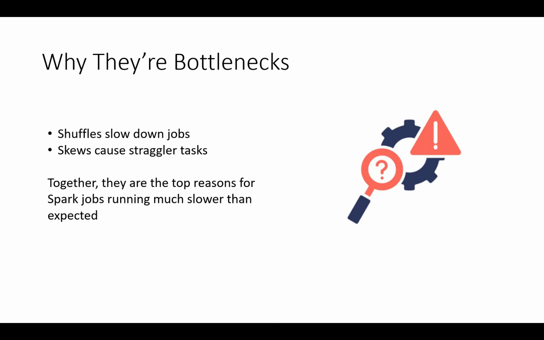And why are the skews and the shuffles bottlenecks? Because they will slow down the job. The shuffles will slow down the job due to heavy network traffic and disk writes from shuffling the data. Like I said, the skews will cause straggler tasks which will just drag and drag because of the huge amount of data in the partition. The other tasks will finish, but we will still be held up because of the straggler task. So together, skews and shuffles are the biggest reasons for our queries to be inefficient or taking longer. So we as developers definitely have to focus on these two.